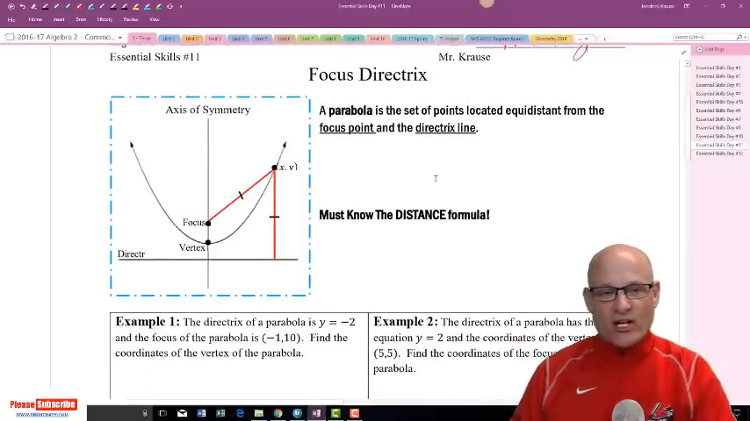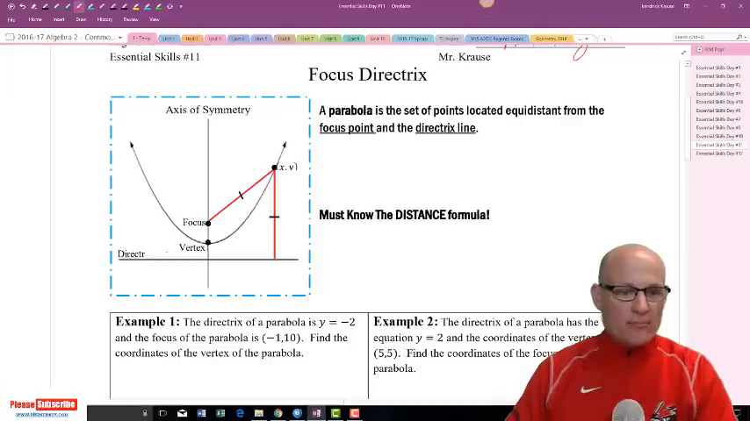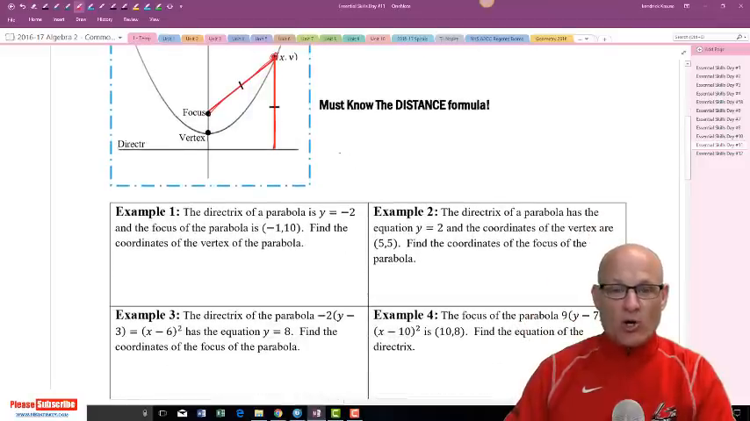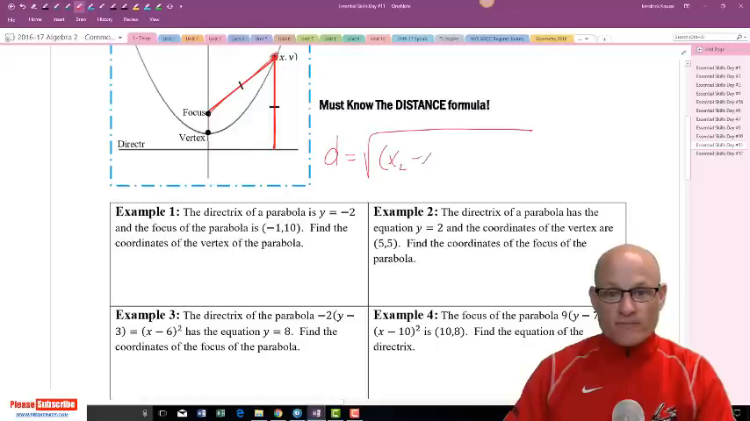All right, let's talk. So here's the definition of a focus-directrix form. If you give any point x, y, the distance from any point on the curve to the focus and any point to some directrix is the same distance. So the parabola is the set of all points equidistant from the focus and the directrix line. You have to know the distance formula in order to do this. It comes up over and over again. The distance formula is the square root of the change in the x's squared plus the change in the y's squared. Get it down, memorize it. It is not on your formula sheet.